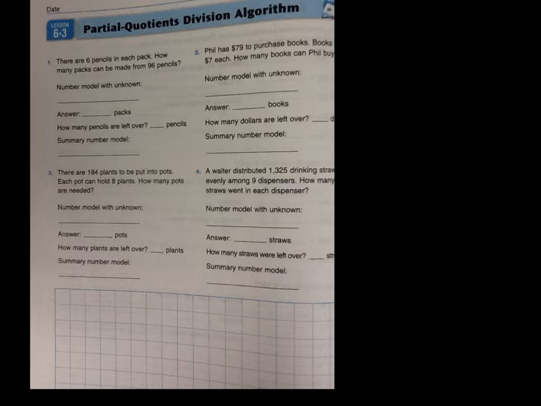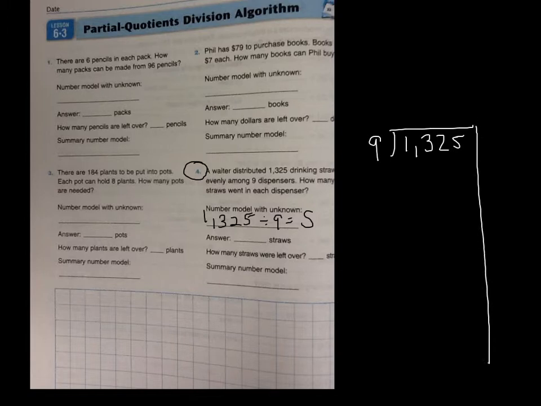On page 144, we're going to try number 4 together. Who would like to read that for us? Okay, so from yesterday, we know our number model with our unknown: we're taking 1,325 divided by 9, and we're trying to figure out how many straws, so S. So let's set up our division problem. On your page, you're going to write 1,325 as your dividend, your divisor is 9, and then drop this line down because your groups will go to the right.